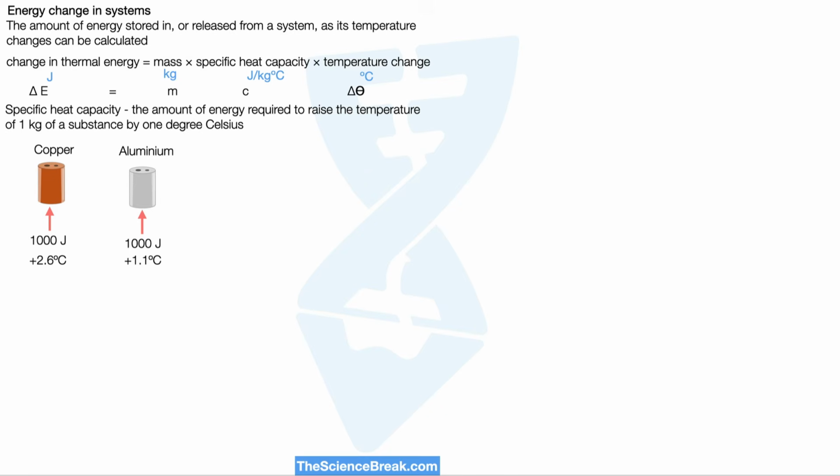You don't have to memorize those numbers. This is just the idea that you could put the same amount of energy into two different materials of the same mass and get a different temperature rise. You can see that in a bit more detail in a graph like this.